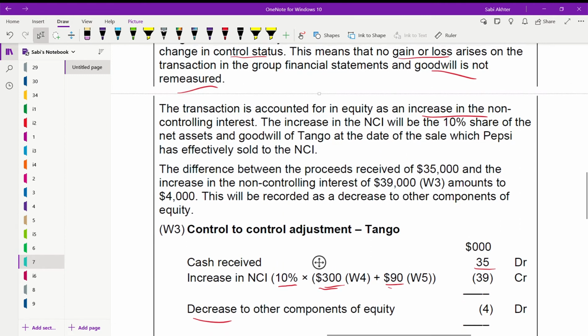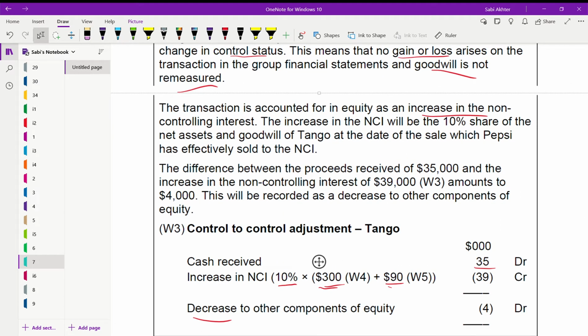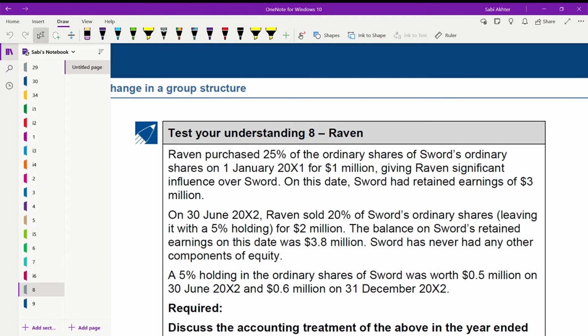Okay, so it's simple, guys. It's not easy, but it isn't hard. It's just that you have to practice this area more because this area is something new in SBR. Coming to test understanding 8. So we are just left with the last two, test understanding 8 and 9, before we go for overseas subsidiaries and how to deal with foreign currency.